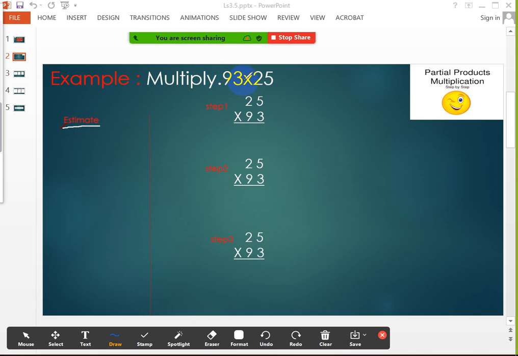So 93, it will be what? It will be 90, right? Because I have 3 in the ones place and it's less than 5. That means I will keep the same number as we learned and it will be 90. Now multiply with what? 25. I have 5 in the ones place. 5 equals 5. That means I will add 1 to the tens, so it will be 3 and the other digit will be 0.